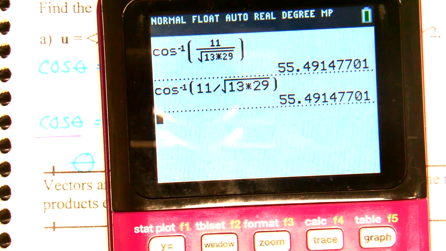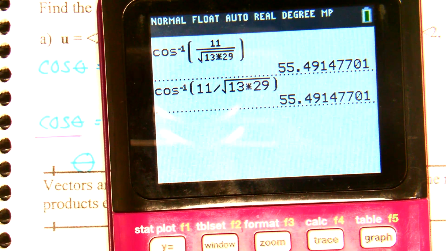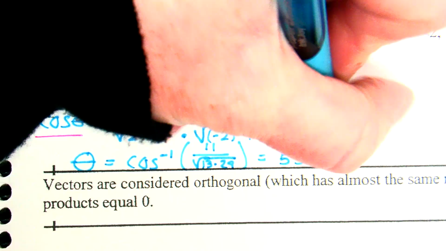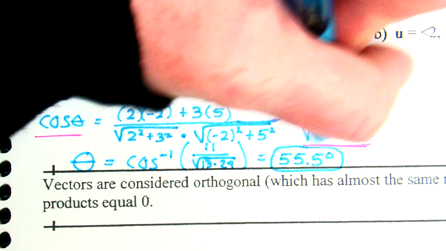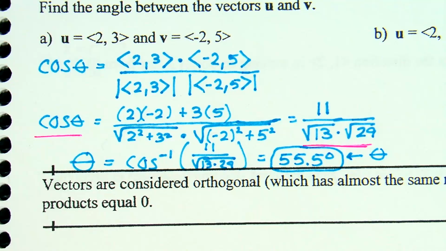So, 55.5 degrees. And that 55.5 degrees is your theta. That is saying that those two vectors are 55.5 degrees apart. The angle between them is that.